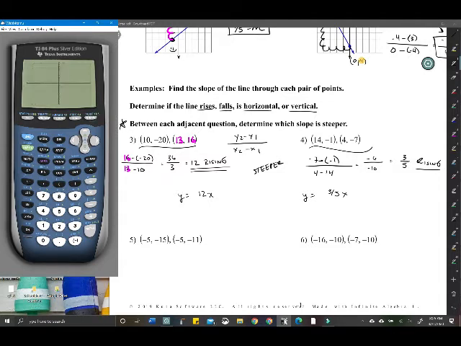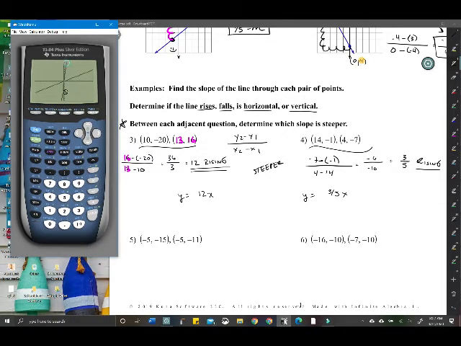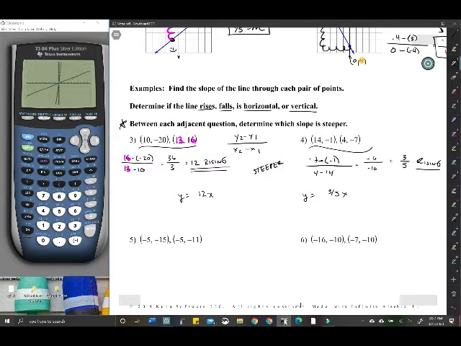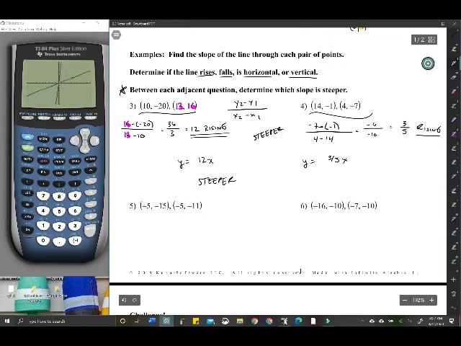We're asking which one is steeper, which one would be a harder climb. The first one was 12, that's the 12x. That's pretty steep. The 3 over 5 is a little less steep. So the steeper one is 12x. So 12 is a steeper slope. I like to think that graphing is really the best way to visualize which is steeper. For the next two, 5 and 6, let's take a look at 5.